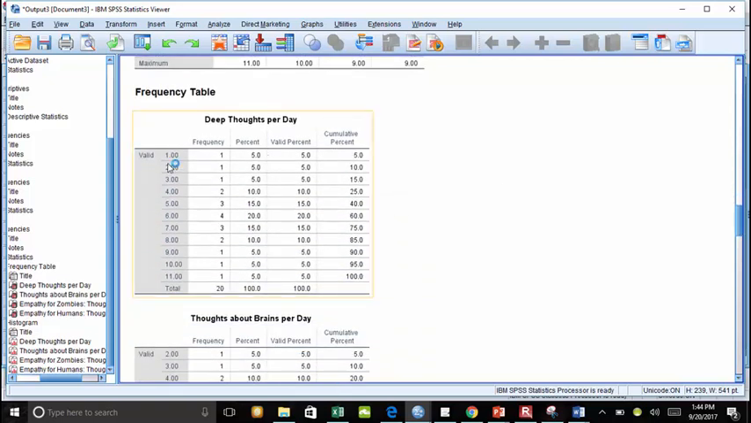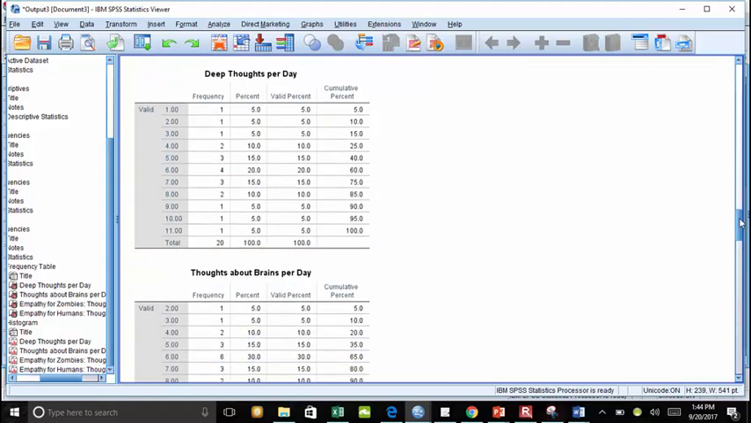Deep thoughts per day. Remember how a frequency table works? How many zombies answered a score of 1 for deep thoughts per day? Only 1. How many answered they have 2 deep thoughts per day? 1. How many zombies said 7 deep thoughts per day? Well, that's 3. And this is the percent of the sample.